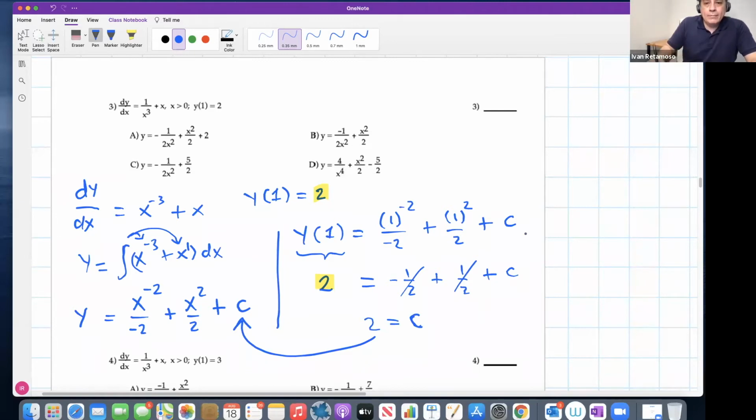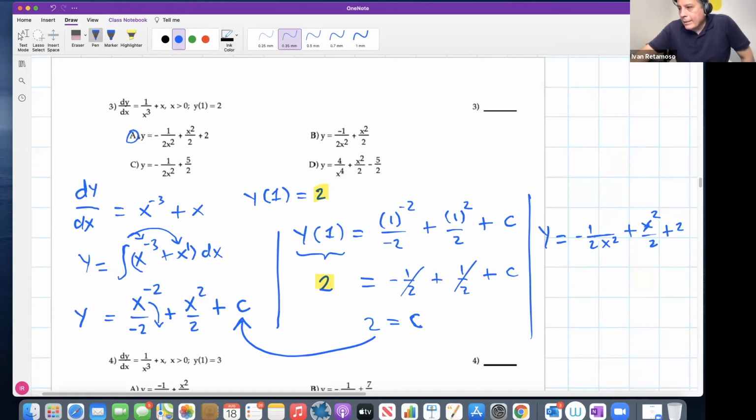And then you will have your function, right? So finally, y equals minus 1/2 multiplying x raised to minus 2. But this x raised to minus 2, you can put it down here as x squared. Then plus x squared over 2 plus the constant, but the constant is 2, right? That's it, and this is a perfect match with A right here. Very good.